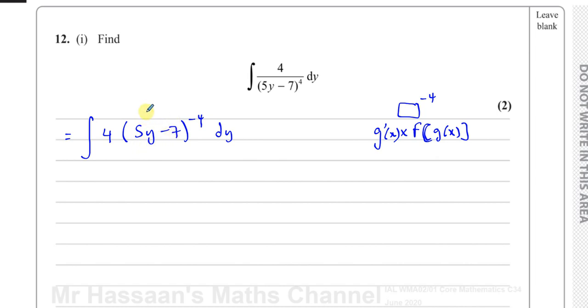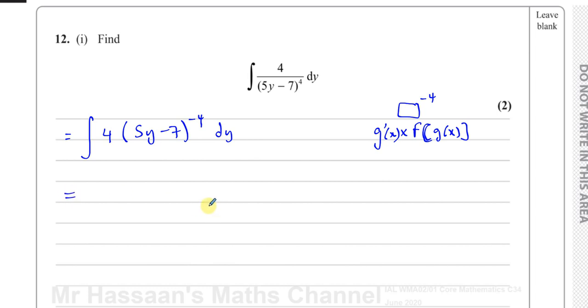Inside this function you have 5y minus 7. If I differentiate that with respect to y, I get 5, which is a constant. What's multiplying the whole of this? 4, which is a constant. If this said 4y, for example, or 4y squared or something else, I wouldn't be able to proceed. But because it's a constant and the differential of what's inside this function is a constant, I can use the reverse of the chain rule. So how do you use the reverse of the chain rule?